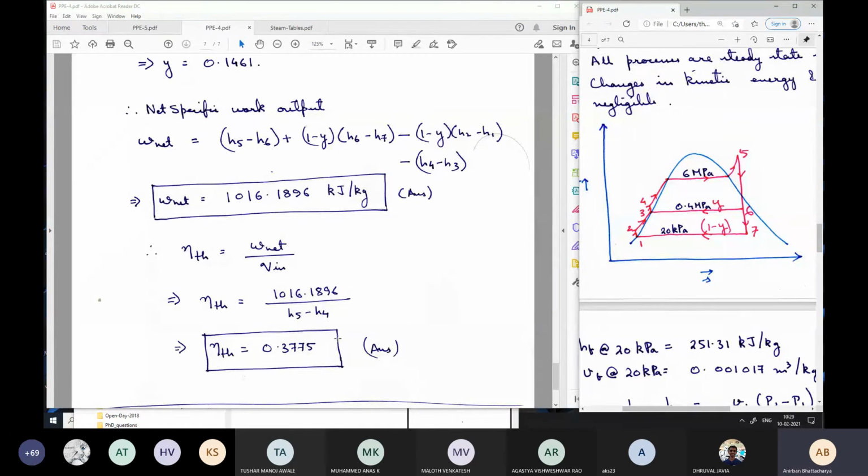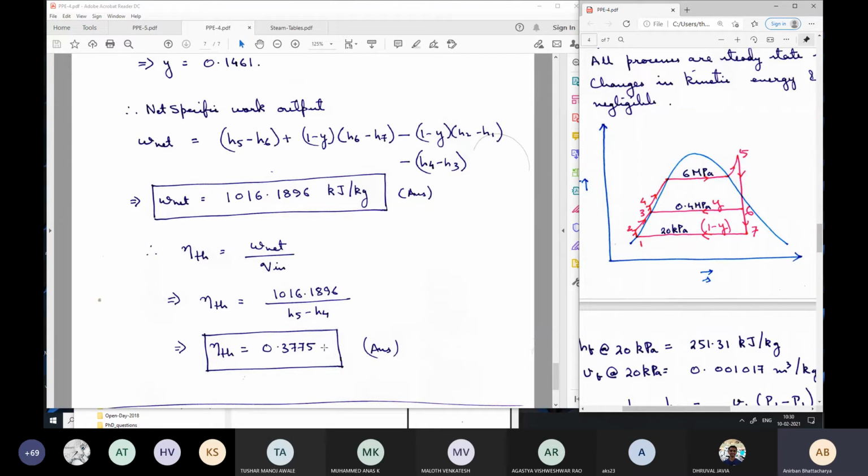So from 1 to 2 is from 20 kPa to 6 MPa, and then turbine expansion is from 6 MPa to 20 kPa. No feed water heater is present. It is a simple Rankine cycle, and you can find what the efficiency will be. You should see that for the simple Rankine cycle, the efficiency is much lower than the efficiency of the regenerative Rankine cycle. You can try to find it and compare the efficiency of the simple Rankine cycle with this regenerative Rankine cycle.